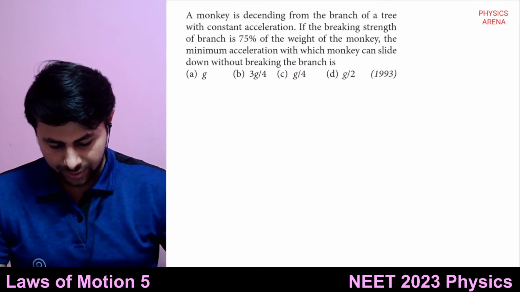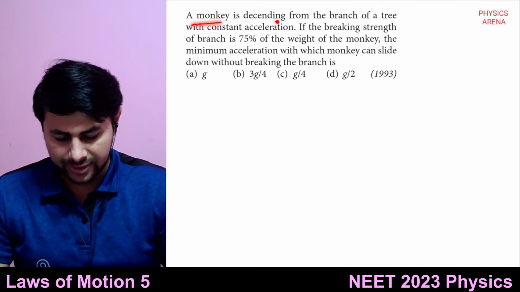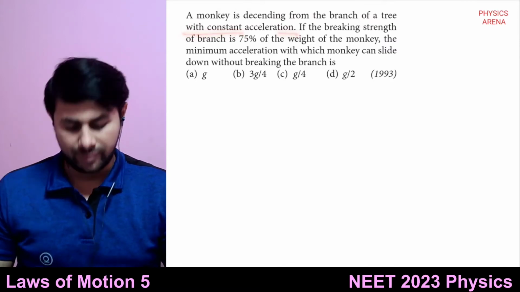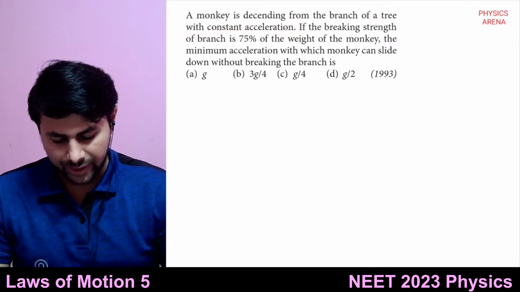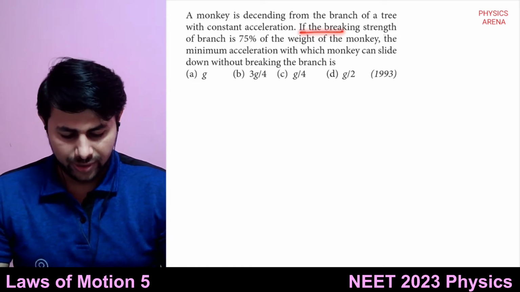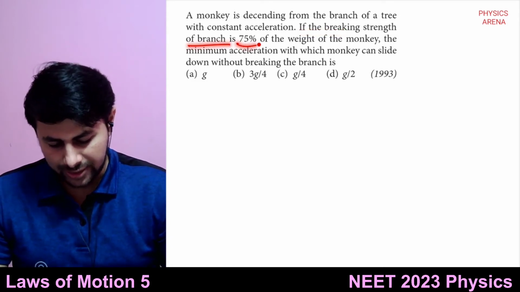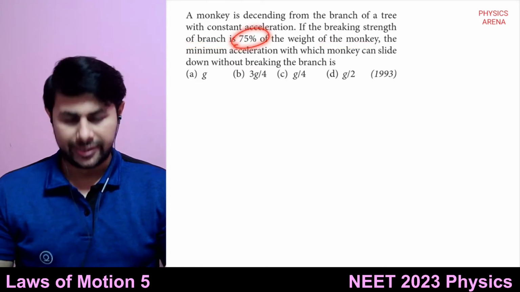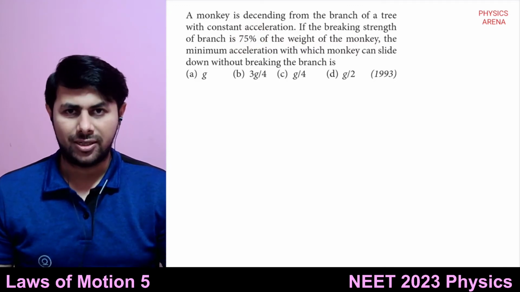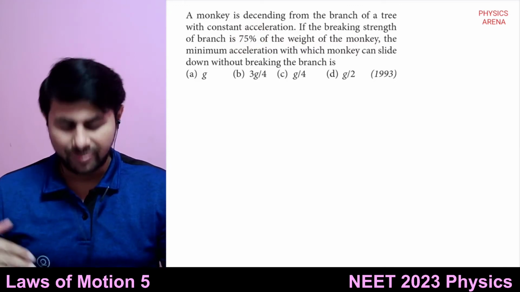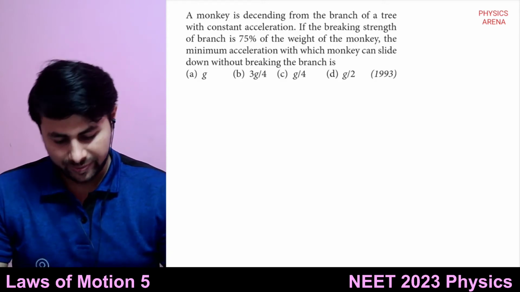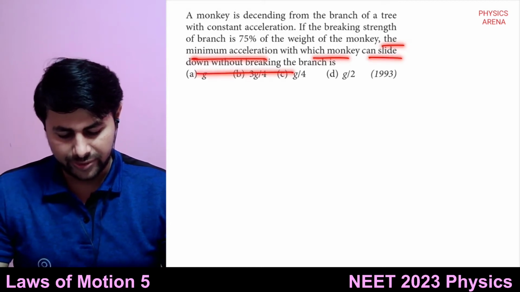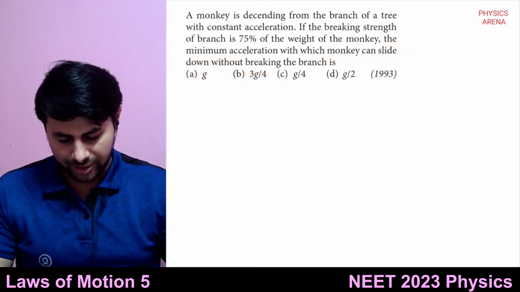Next question. Now, a monkey is descending from a branch of a tree with constant acceleration. If the breaking strength of the branch is 75% of the weight of the monkey, that is, the tension that can be withheld by the branch of the tree. If it gets more than that, then the branch will break. The minimum acceleration with which the monkey can slide down without breaking the branch. This is also a similar question.